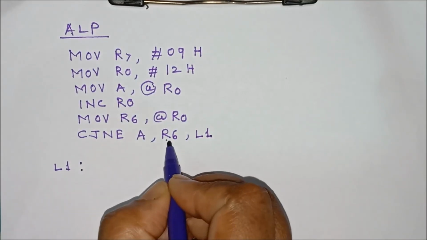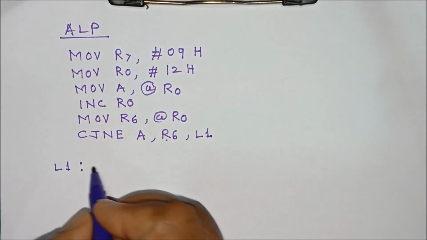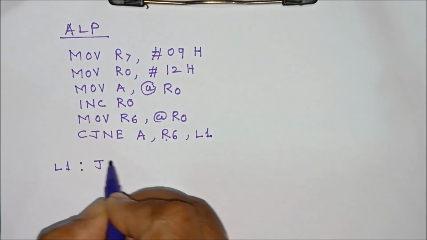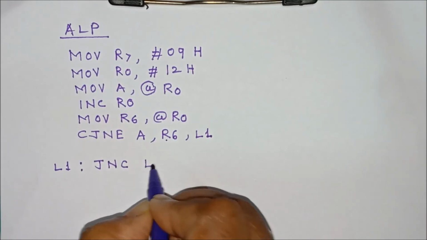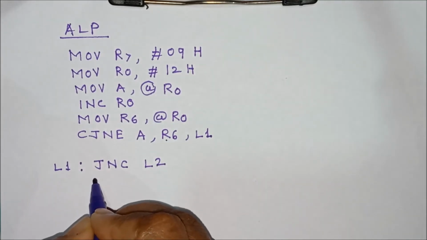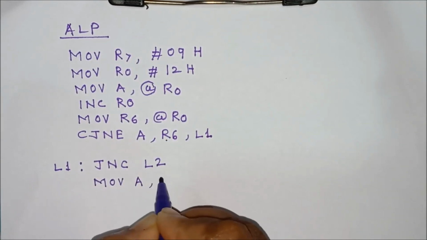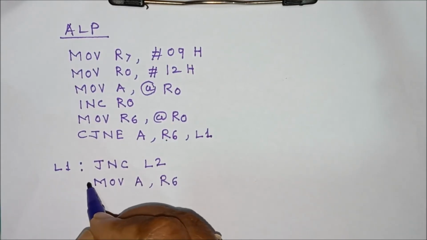If contents are not equal, that means accumulator may be greater than R6 or accumulator contents may be less than R6. So I will check the carry flag, that is actually the borrow flag. So I'll write here instruction JNC, jump if no carry. If carry is not generated, then go to other label, that is L2. But if carry is there, we know that contents of accumulator are less than R6, so we want to move contents of R6 into accumulator. So move contents of R6 into accumulator if there is a carry.